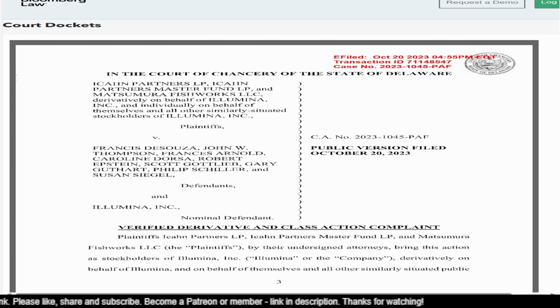And when it comes to nominal defendant, on the other hand, it's a party named in a legal case for technical or procedural reasons. That's where we see Illumina Inc. as the nominal defendant out here. And a nominal defendant may be added to a lawsuit to fulfill a legal prerequisite, such as ensuring that all necessary parties are properly named. This is done to prevent the case from being dismissed on technical grounds. Nominal defendants are not the primary focus of the legal action, and their role is essentially symbolic.